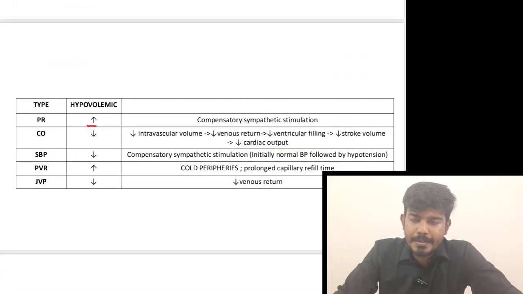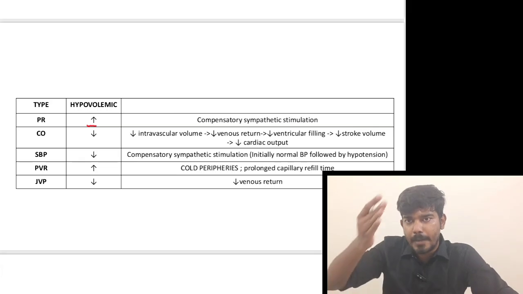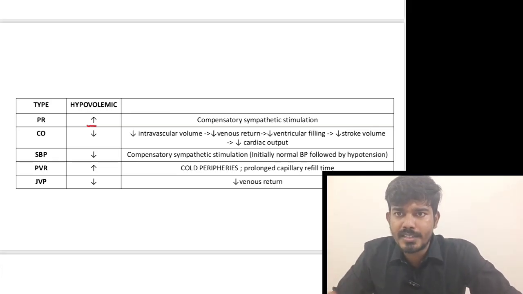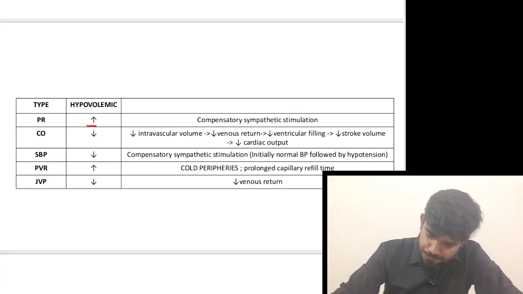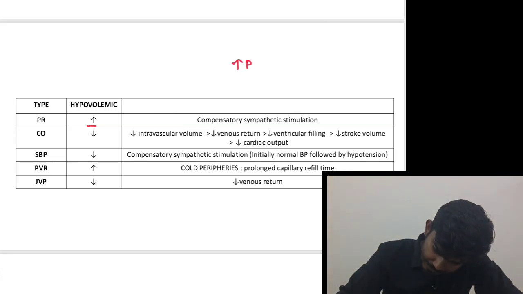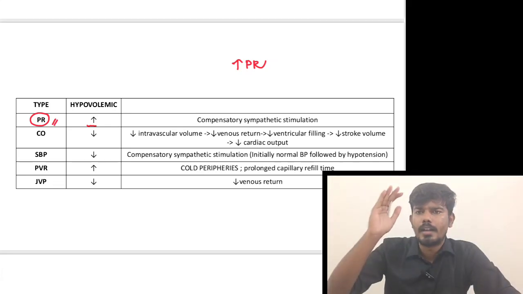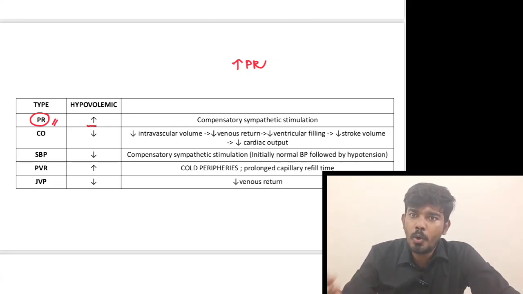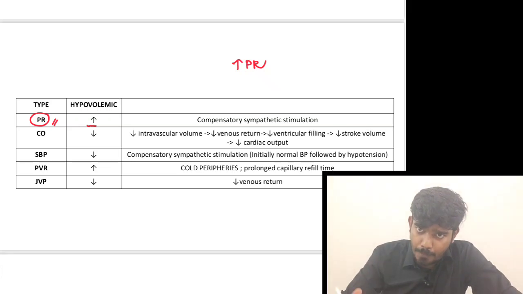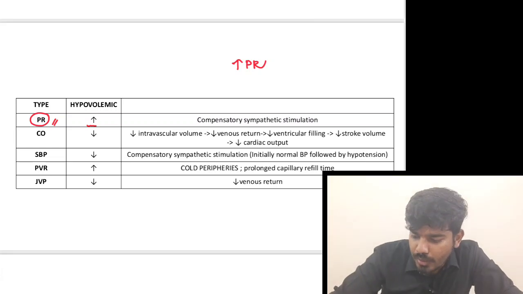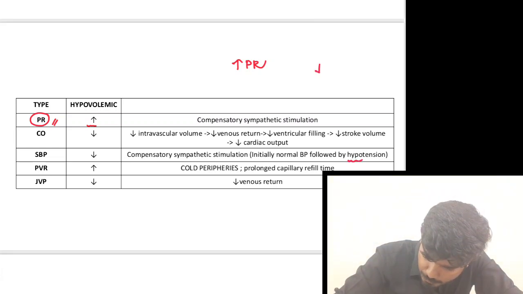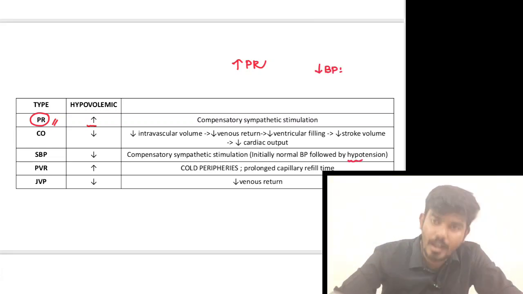hypovolemic shock, blood loss is ongoing. In order to compensate for the loss of blood, sympathetic stimulation will happen. So what happens with sympathetic stimulation? Pulse rate will get increased. So pulse rate is increased in case of a hypovolemic shock. Next, blood pressure also compensates and will become normal, but later on it will go for hypotension. So blood pressure will be decreased in case of a hypovolemic shock.